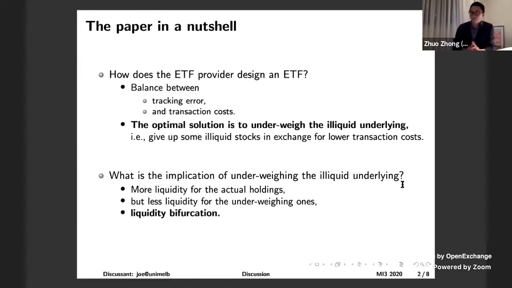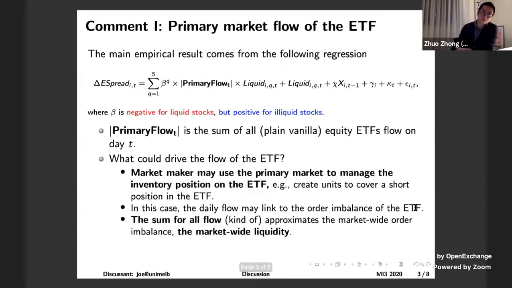Okay. That's very nice. And what's even better for this paper is that it goes one step further and asks what is the economic implication of this optimum product design, or so-called underweighting the illiquid underlying. And it turns out there'll be a Matthew effect, as David has mentioned, and it basically is a liquidity bifurcation. There'll be more liquidity for the actual holdings, but less liquidity for the underweighted ones. Okay. The empirical support is actually pretty nice. So the main empirical results come from this following regression.